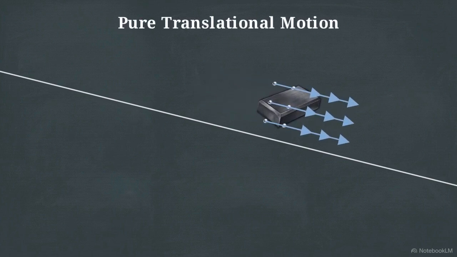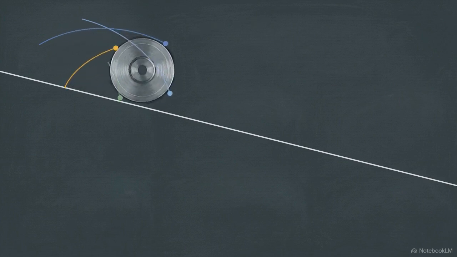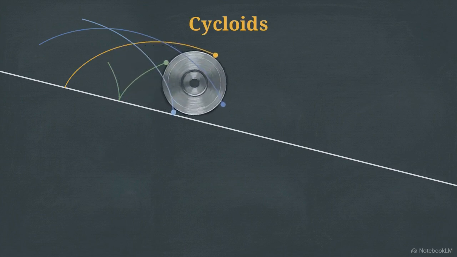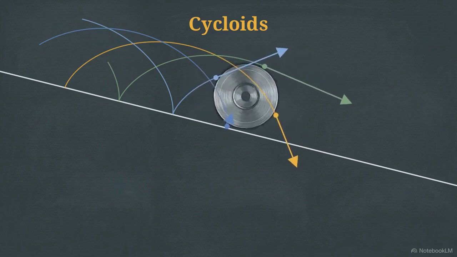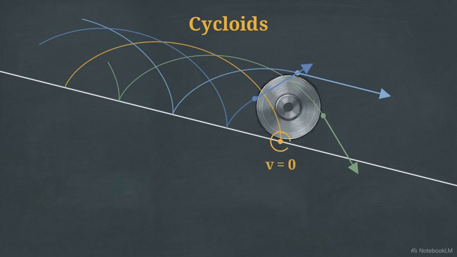Now replace the sliding block with a rolling cylinder on the exact same plane. By tracing the paths of specific points on its outer edge, we see they don't move in straight lines. They trace out complex, overlapping curves called cycloids. The velocity vectors for these peripheral particles constantly change in both size and direction at every fraction of a second. Even the point making contact with the ramp has a momentary velocity of 0.